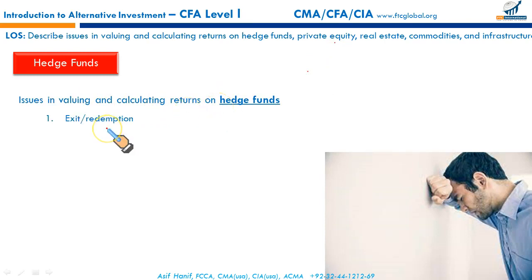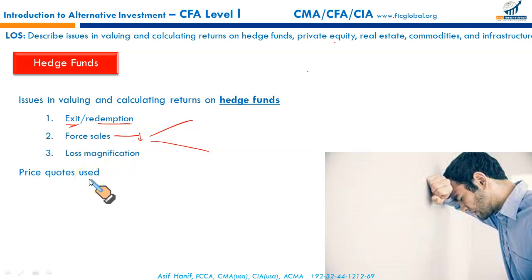First, exit or redemption. When a fund is performing poorly, investors may decide to exit completely, or they may redeem a fraction of their investment or fraction of their shares. It will force the fund to sell some of the assets, and if this fund is in trouble, the fund may be selling at a low price, so transactional cost would be high, so it will further magnify the losses for the fund.